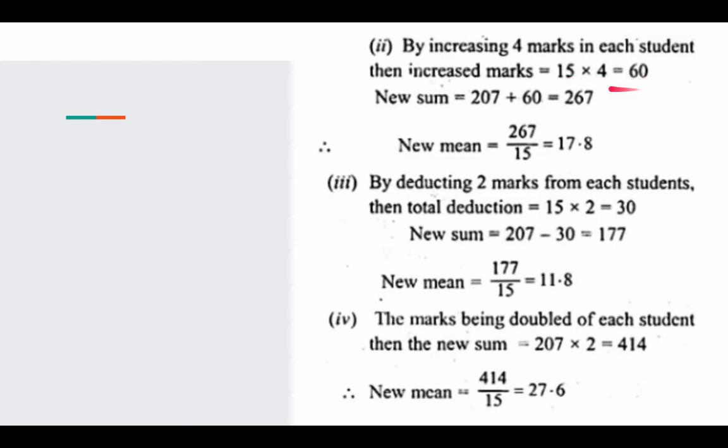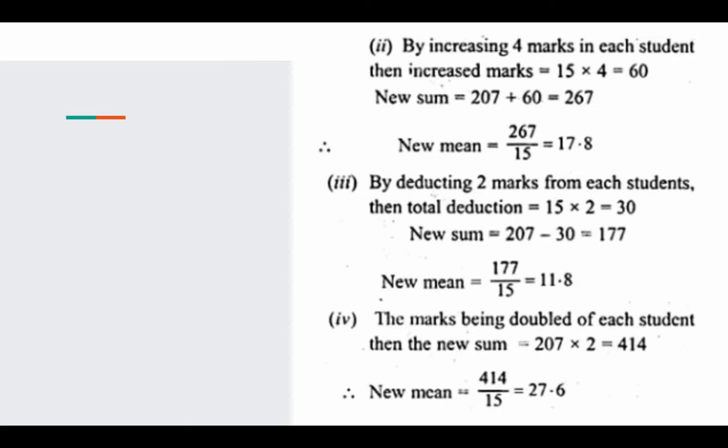Are you getting this point? Pay attention once again, I am explaining. Number of students 15, and for each student the marks increase is 4. So how many marks you are going to increase in all totality? 15 into 4, that is 60. 207 was the sum of the observations earlier in the first part. So add 60 marks to it. So what do you get? 267. So 267 upon 15, that will give you the new mean. First part it was 13.8, now it comes out 17.8.